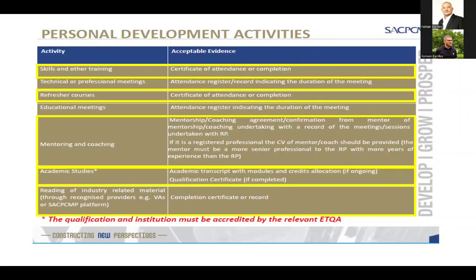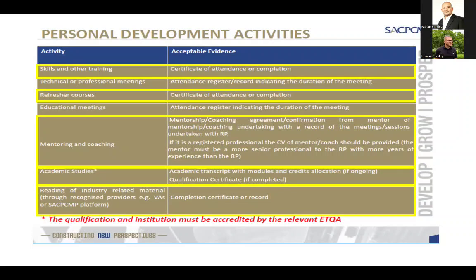So a lot of the time, a lot of companies actually send their employees for refresher courses. Those courses all accumulate as points that get allocated, obviously, to your CPD cycle. Then we're going to go to the next activity, which is mentoring and coaching.